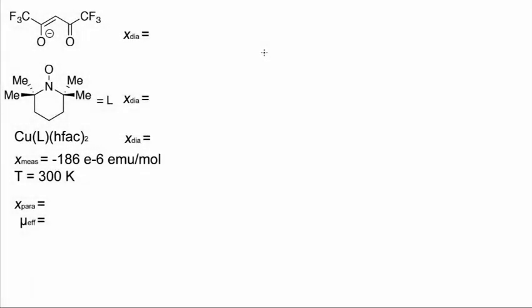In this video, we're going to calculate the effective magnetic moment for a complex where we've already determined the magnetic susceptibility at 300 Kelvin. It's going to be this copper TEMPO hfac species. And so the chi measured that we have is negative 186 times 10 to the negative 6 emu per mole, and this was at 300 Kelvin.